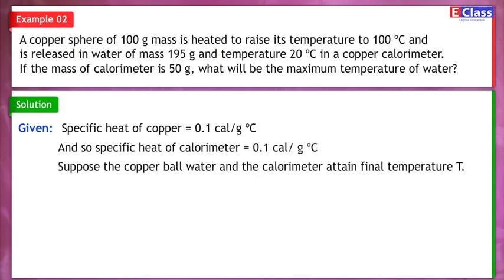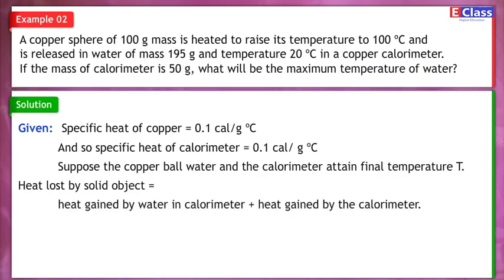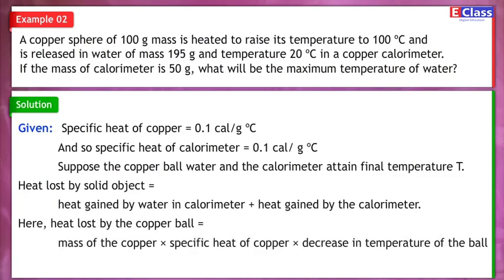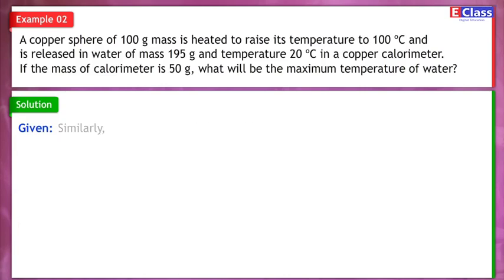Suppose the copper ball, water and the calorimeter attain final temperature T. Heat lost by solid object = heat gained by water in calorimeter + heat gained by the calorimeter. Here, heat lost by the copper ball = mass of the copper × specific heat of copper × decrease in temperature of the ball. Q = 100 × 0.1 × (100 − T).